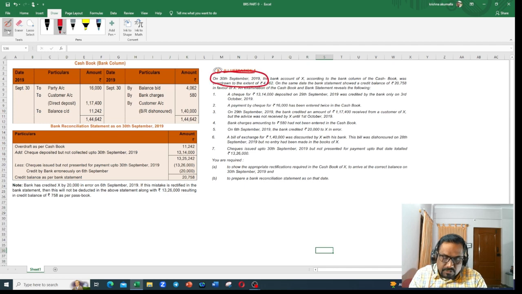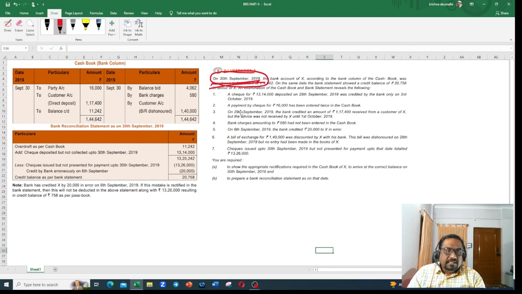30th September 2019 is the date when we are preparing the reconciliation. Hence, this date is called the reconciliation date. That you should never forget. So, this 13,14,000 deposited on 29th September was credited by the bank only on 3rd October. That means on or before the reconciliation date, 30th September 2019, these checks were not credited by the bank. That means they are not part of our passbook as on 30th September 2019. That is the understanding.